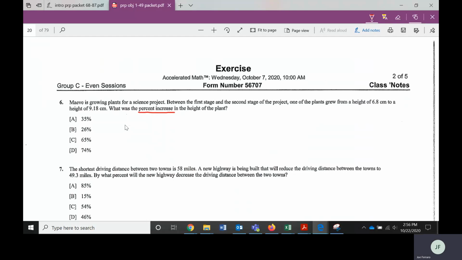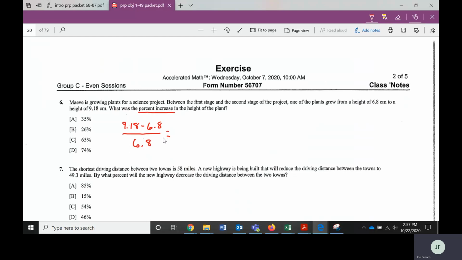So the top, we want to find the change in amount. Doesn't matter what came first, we are just going big minus small in the two amounts. Now the bottom needs to be the correct number. The plant grew. That means it went from a smaller height to a bigger height. So from the point of the question being asked, it started at 6.8 and went up to 9.18. And we want to know what that percent change is.